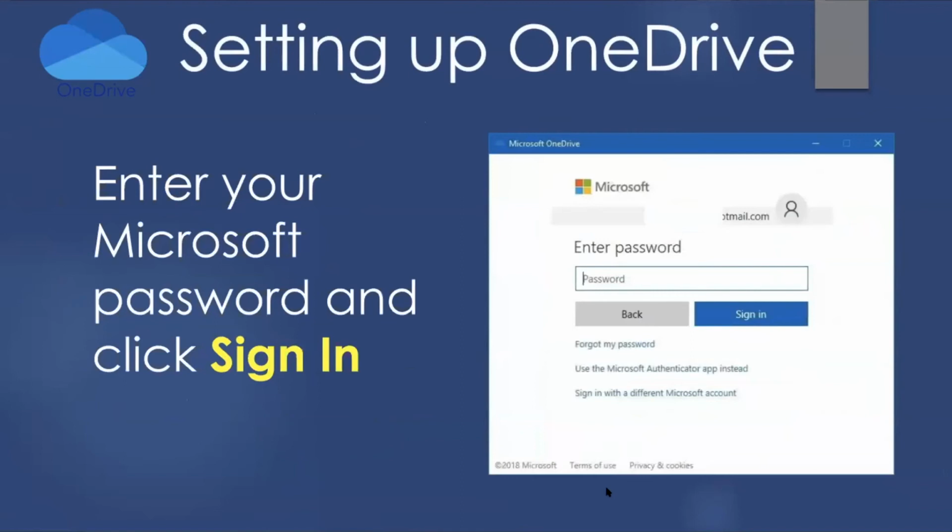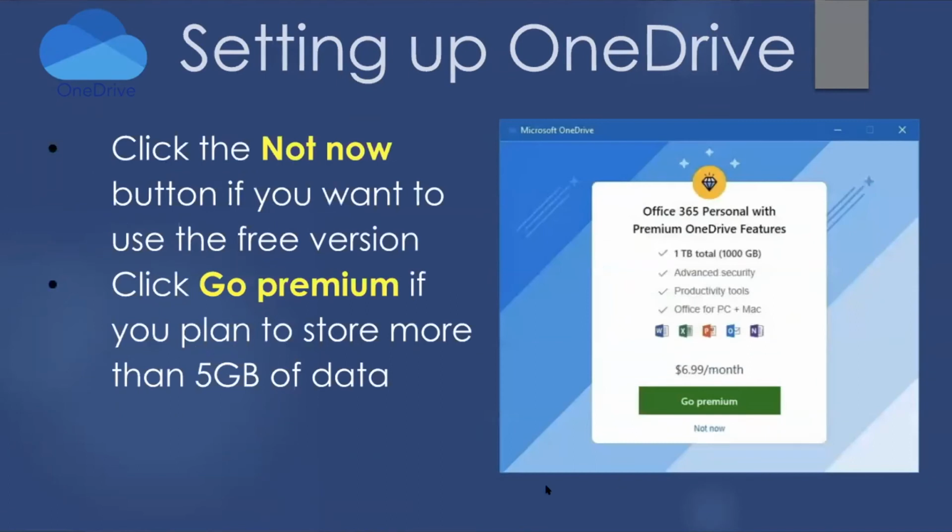Next, enter your Microsoft password and click on Sign In. Here's where you would enter it and then click on Sign In. Click the Not Now button if you want to use the free version, because it will be asking you if you want to have a premium account, and it'll be giving you more information about that just as an advertisement. So you can simply click on Not Now if you are uninterested. Click Go Premium if you plan to store more than 5 gigabytes of data.